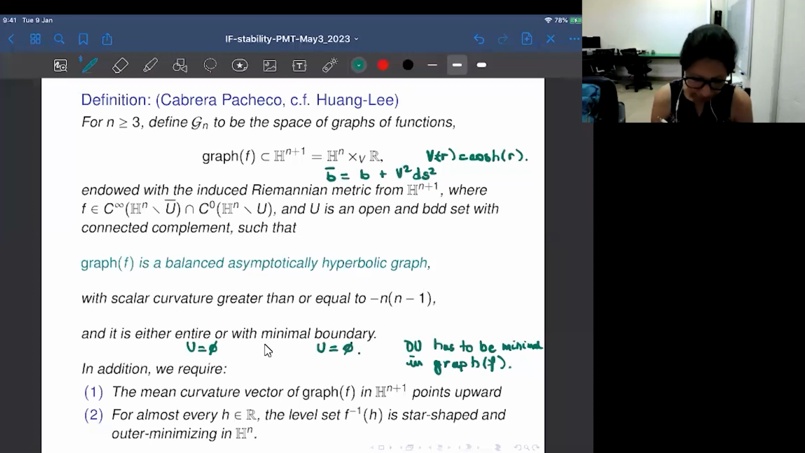And then in addition, we require the following two conditions that I enumerated, 1 and 2. One is that the mean curvature vector of graph f points upwards. And number 2 is that the level sets, or almost every level set, is star-shaped and outer minimizing in H^n. So this is the class that Armando Cabrera Pacheco studied, and it's very similar to the class that Huang and Lee studied for the asymptotically flat case.